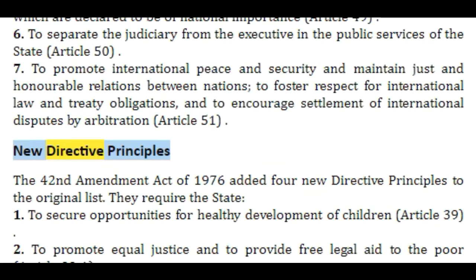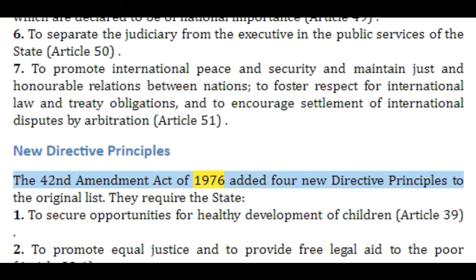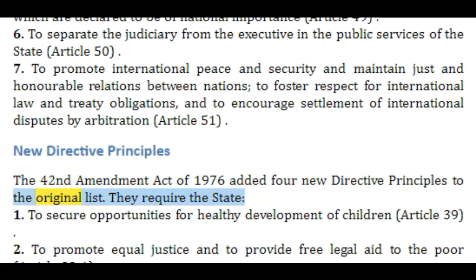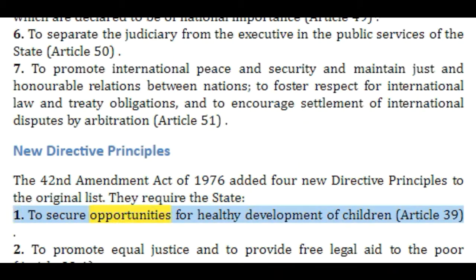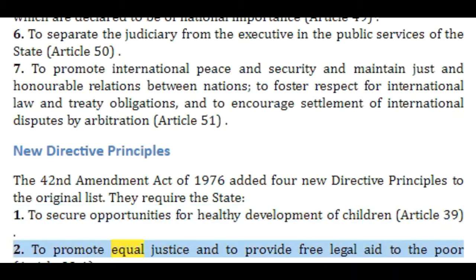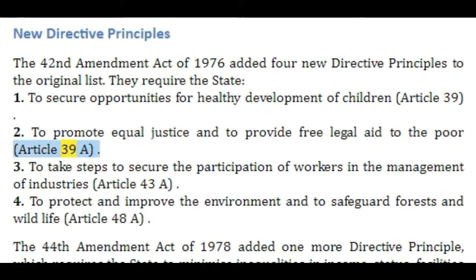New Directive Principles. The 42nd Amendment Act of 1976 added 4 new directive principles to the original list. They require the state, 1. To secure opportunities for healthy development of children. Article 39. 2. To promote equal justice and to provide free legal aid to the poor.